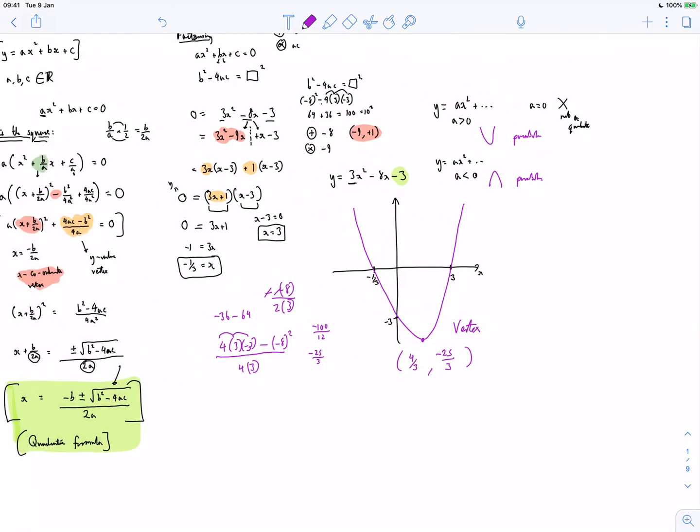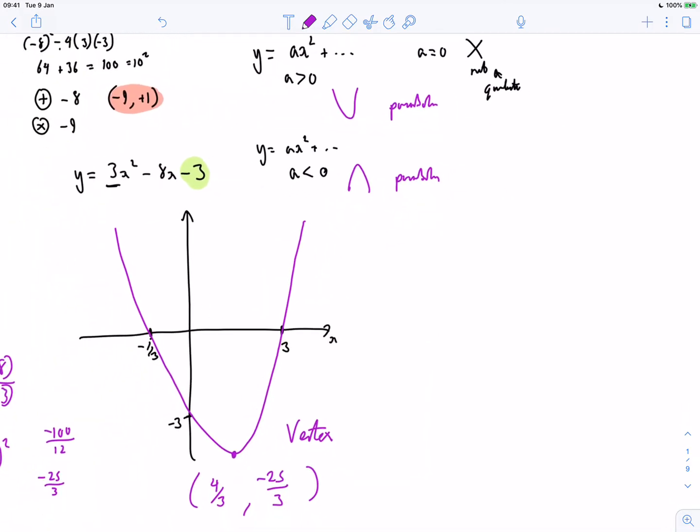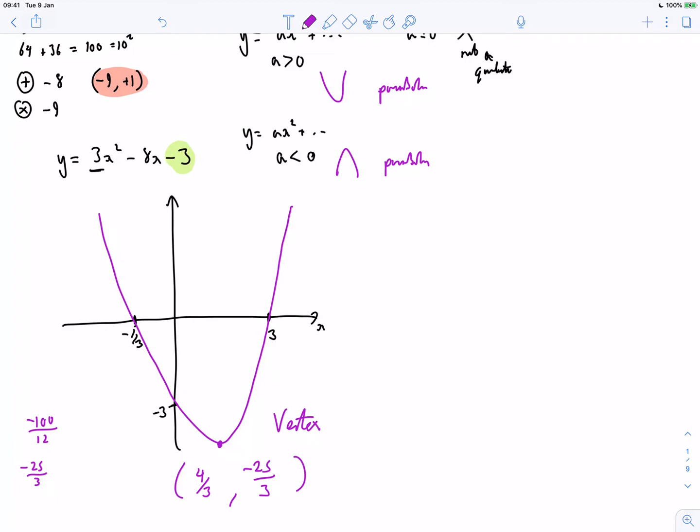And if you're wondering, we could have also completed the square on this. So what would that look like? Well, we'd have y equals, let's take 3 out as a factor, x squared minus 8/3 x minus 1.